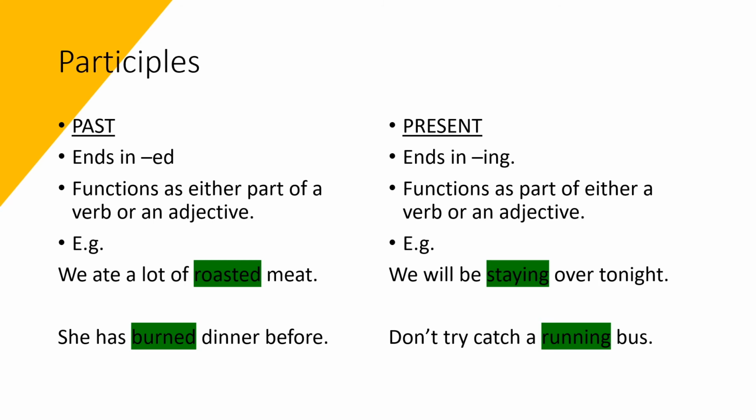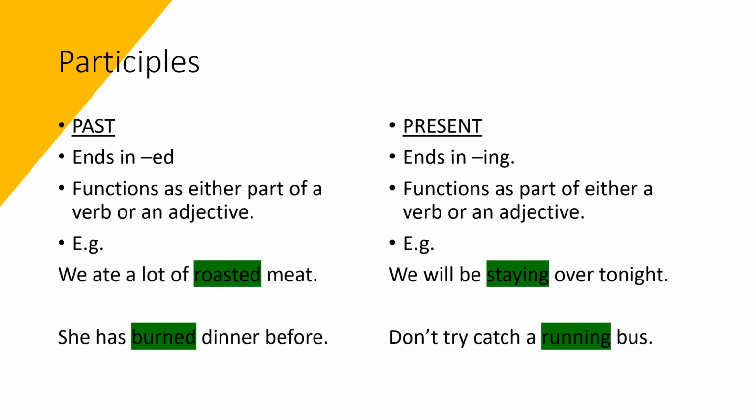Example 1. We ate a lot of roasted meat. In this sentence, we have the verb ate. However, roasted is also a verb. In this sentence, the word roasted ends in ed, and it also tells us more about our noun meat. Therefore, roasted is a past participle working as an adjective.